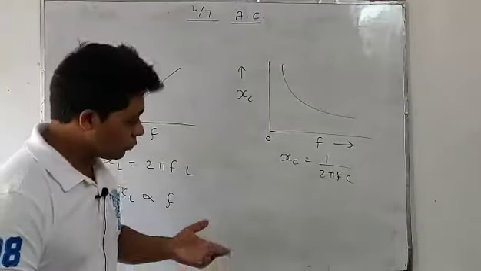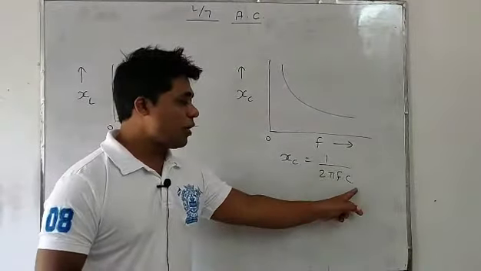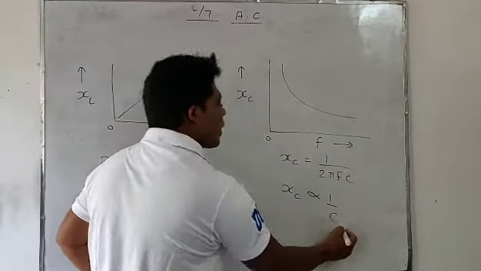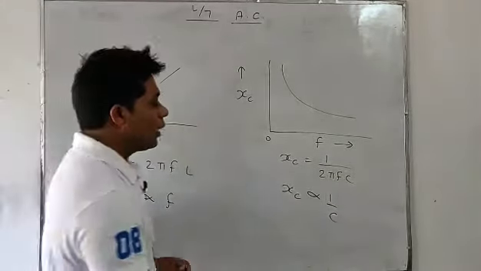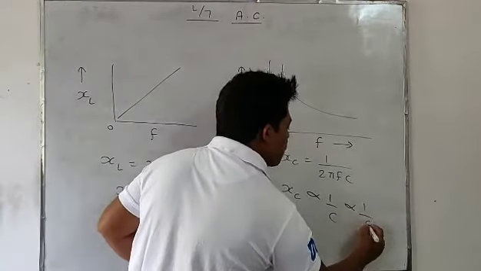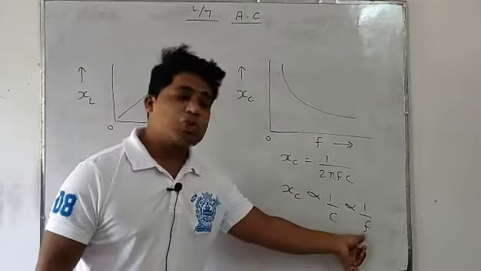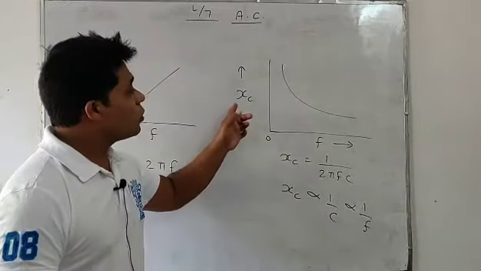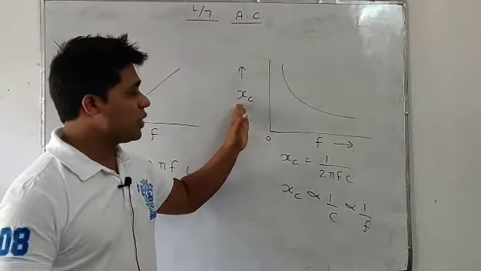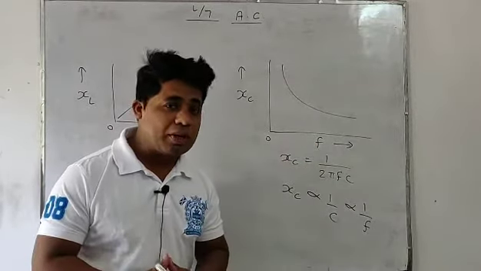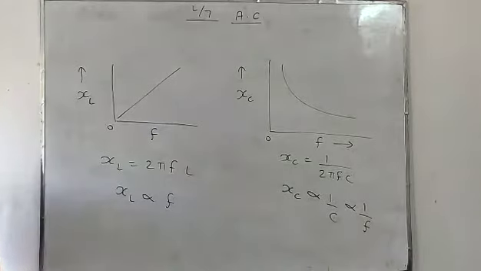On the other hand, XC is 1 upon 2 pi F C. Capacitive reactance is inversely proportional to the capacitance, as well as inversely proportional to the frequency. So when we draw the graph between capacitive reactance and frequency, the graph will be decreasing, because it is inversely proportional. So this will be the graph.